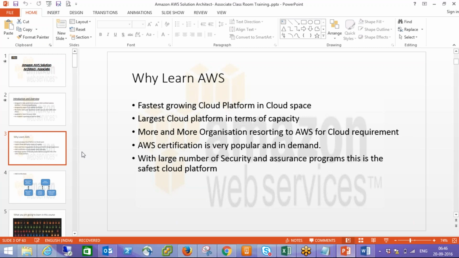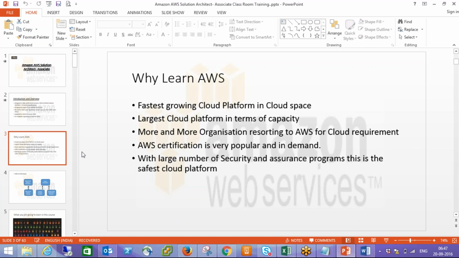if you go to any client, the very first question they would ask is how reliable AWS cloud is, how secure is my data. So security is one of the major things that we have to look at, right? AWS cloud has undergone a lot of assurance programs, a lot of security audits, and Gartner says AWS is the safest place where you can get your data on the cloud.